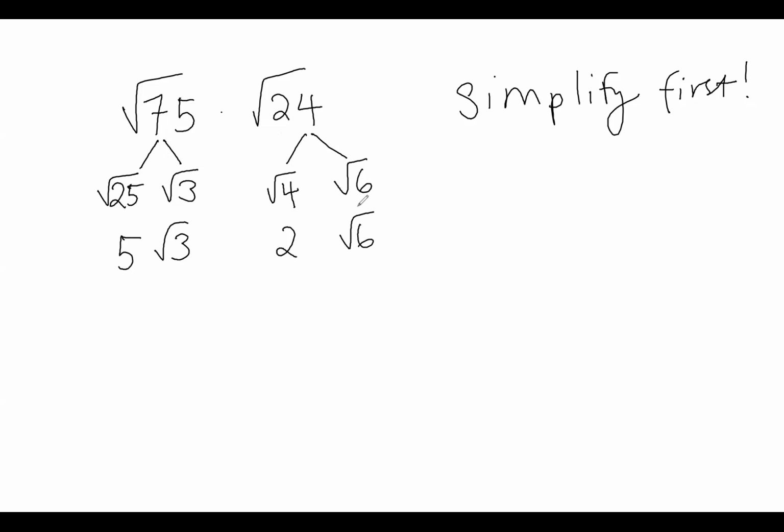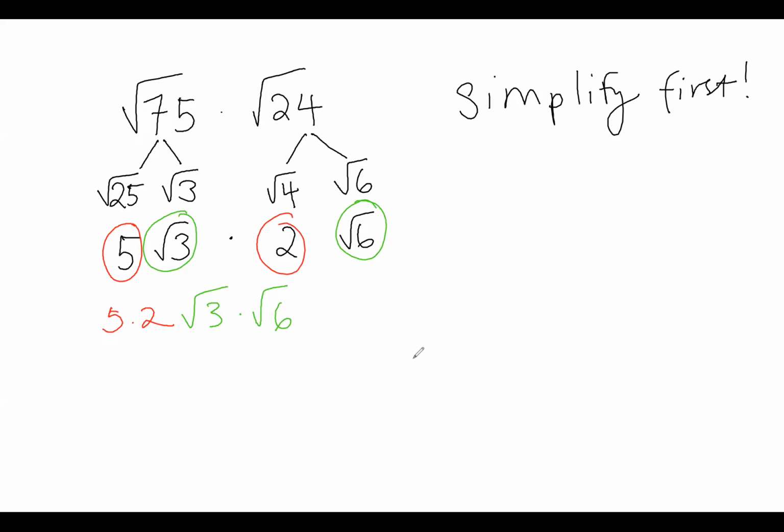So let's look at all the pieces we have so far. We have 5 square root of 3 times 2 square root of 6. We're going to rearrange a little bit right now. Take the whole numbers on the outside, the 5 times the 2. We're going to put those together. And then let's take the square roots, the square root of 3 times the square root of 6. Let's put those together. So we're just reordering a little bit. So here's what we have so far: 5 times 2 times square root of 3 times square root of 6.